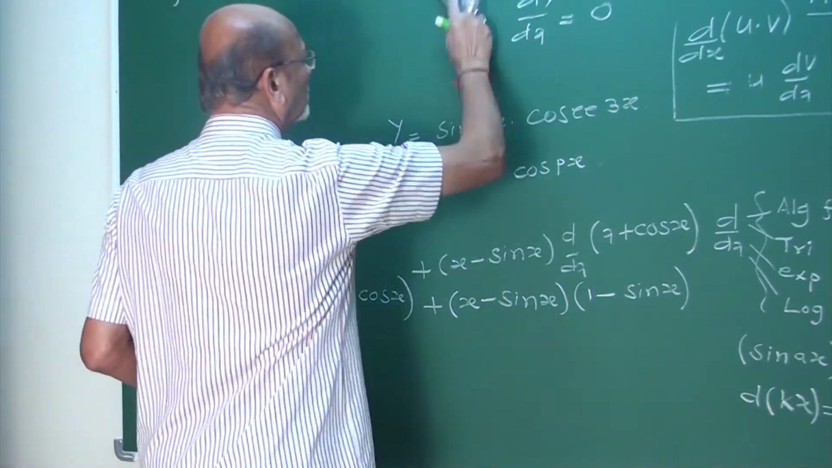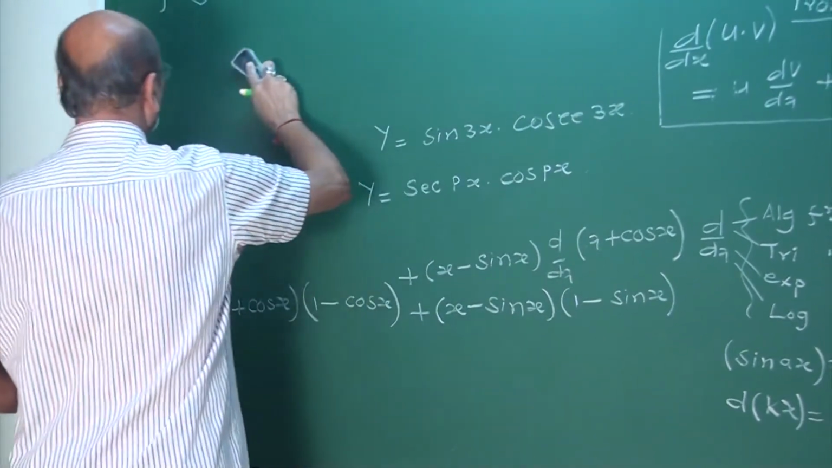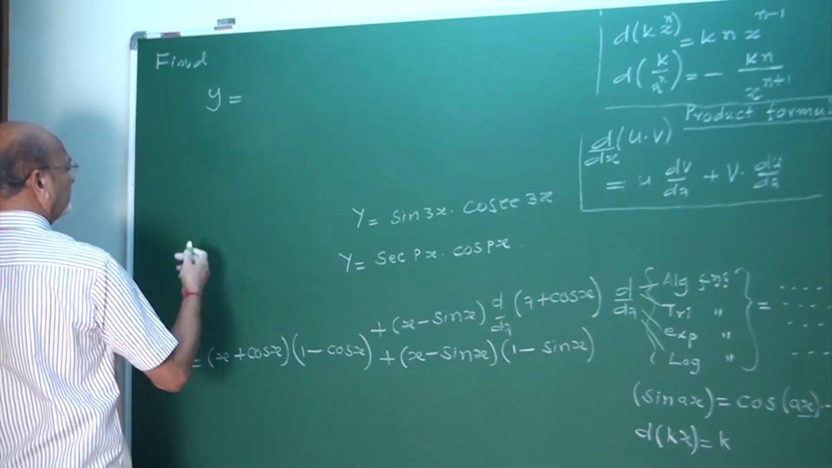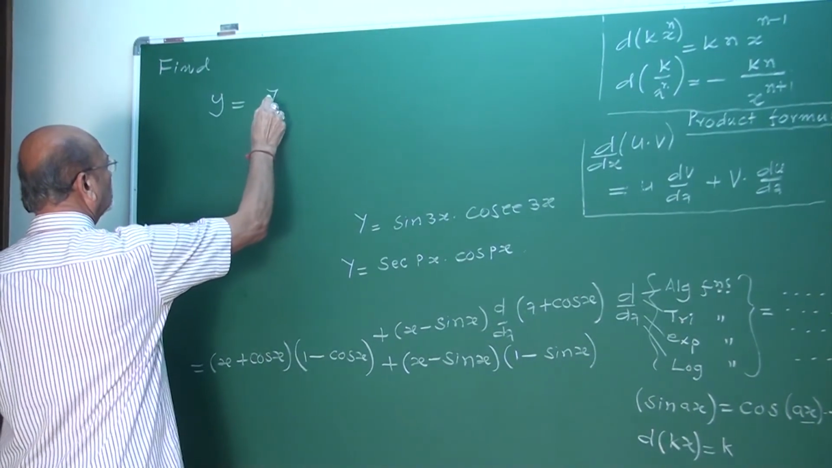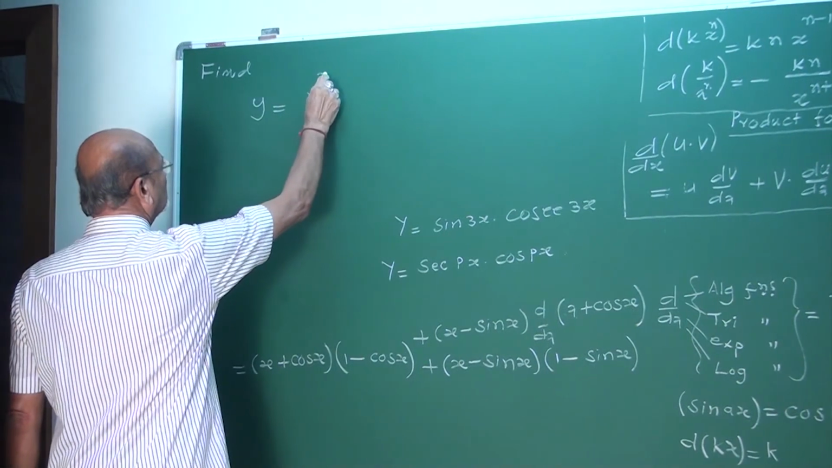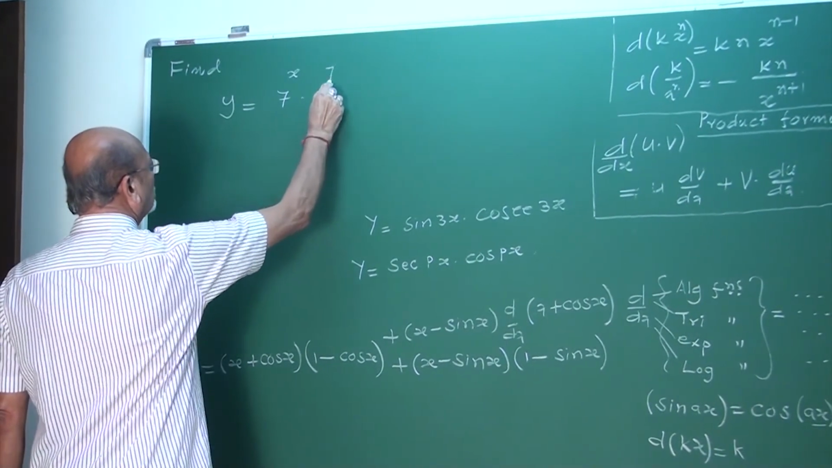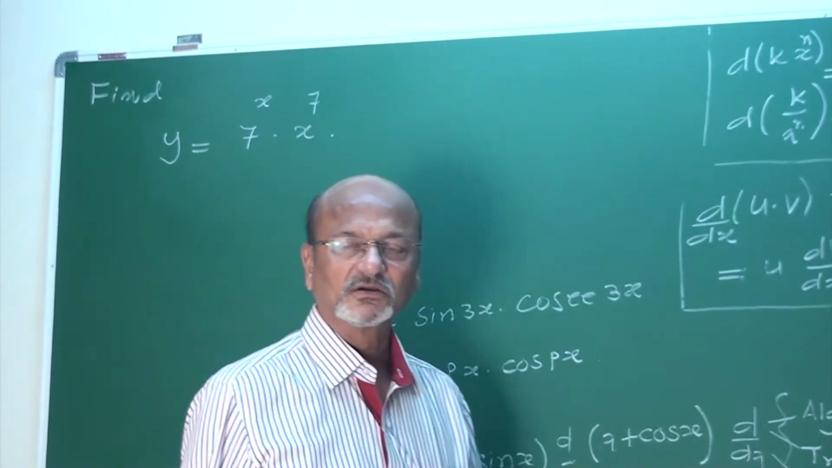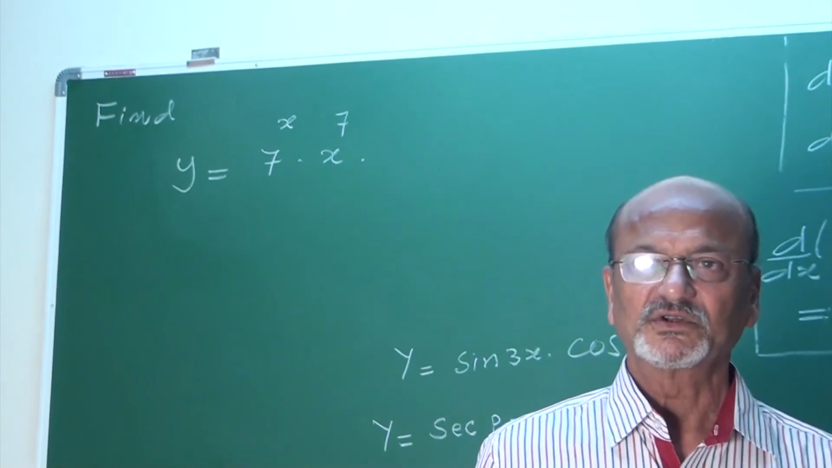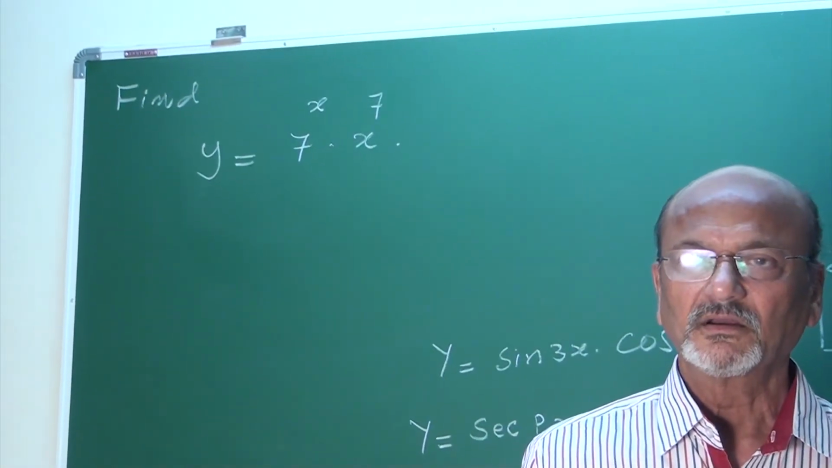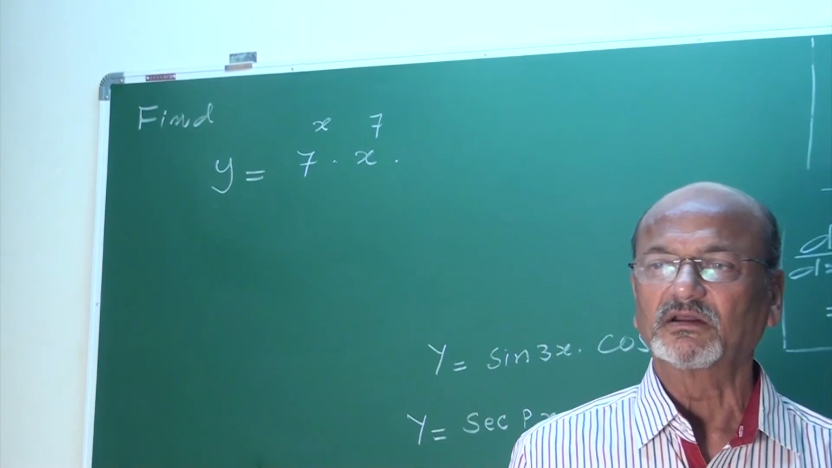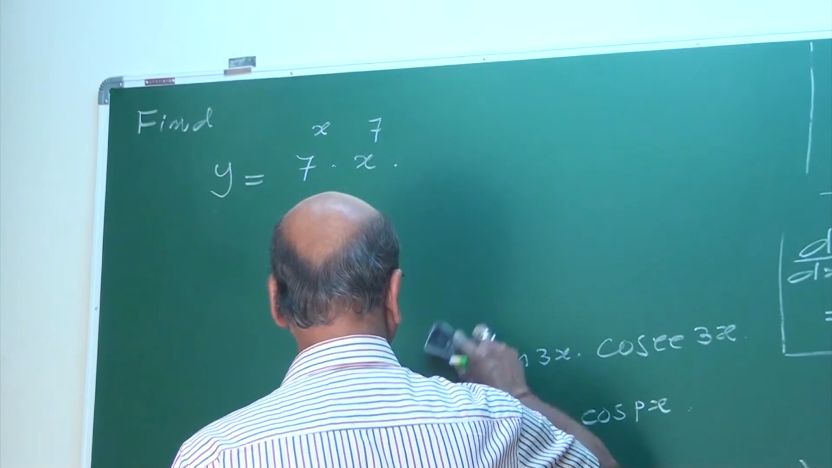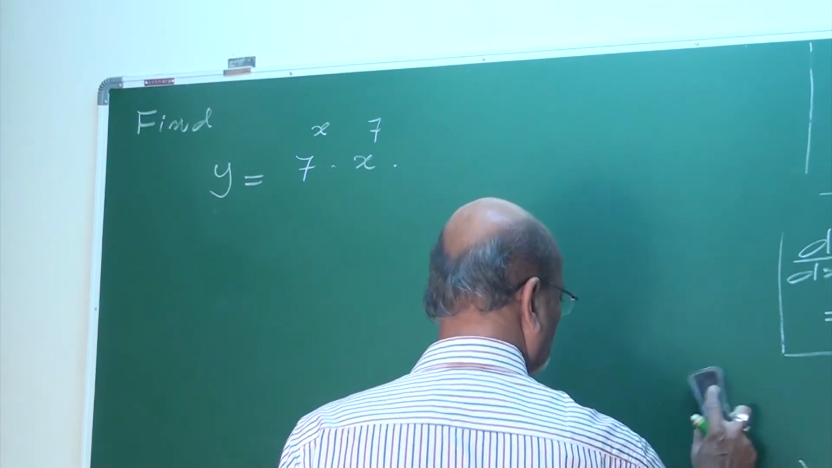This is one question that appeared long back, more than 10 years back, but even now it is still asked. 7 to the power x into x to the power 7. My friends, this example is given under 4 more questions. The students were lucky, but many students did not get it right. In this case, you have to make use of the product formula.